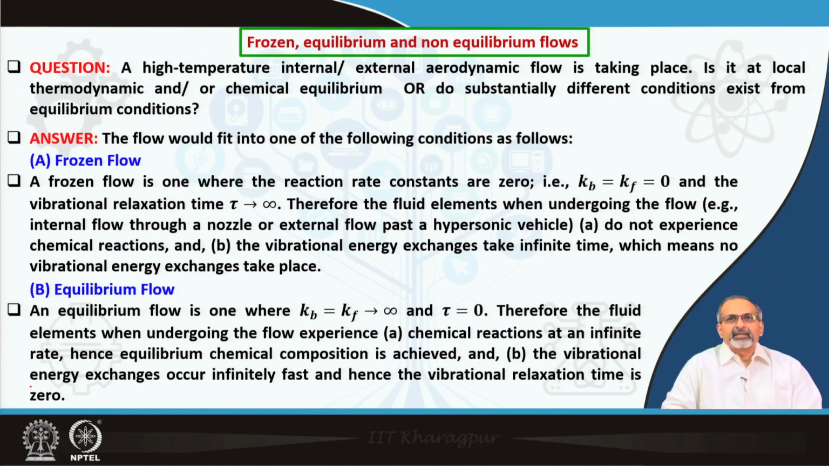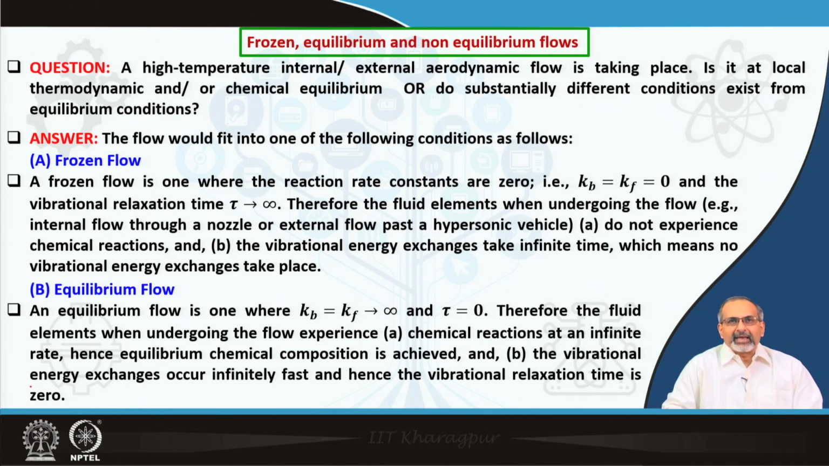We pose a question here: in a high temperature internal or external aerodynamic flow, is it at a local thermodynamic and or chemical equilibrium or not, is what we would like to know. And additionally, if it does not happen like that, do substantially different conditions exist which are non-equilibrium in nature? So, if we try to answer this question, the answer is not very straightforward. We would just like to begin by saying that the flow would fit into one of the following conditions as follows.